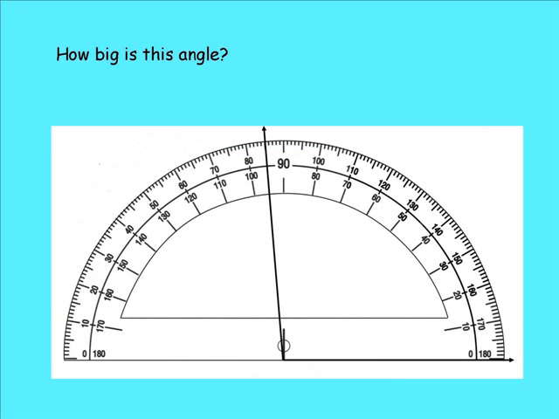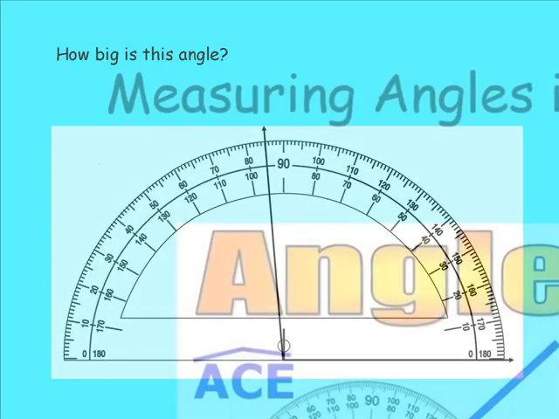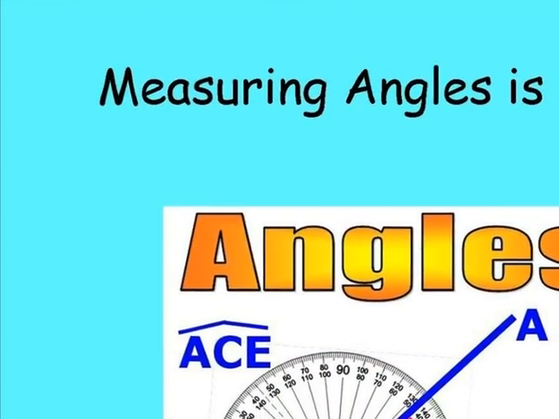What is the size of this angle? If you guessed 95 degrees, you are correct. It is 95 degrees because it is an obtuse angle. Obtuse angles are larger than 90 degrees. Now you know how to measure an angle.